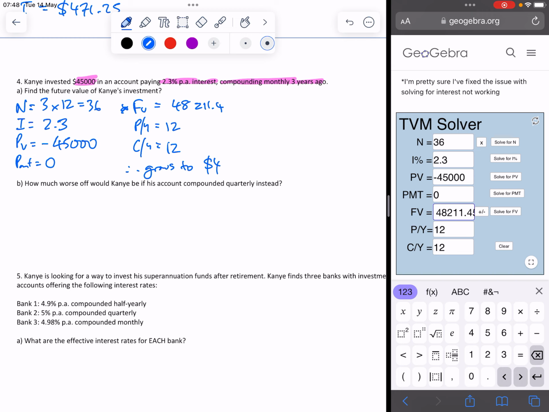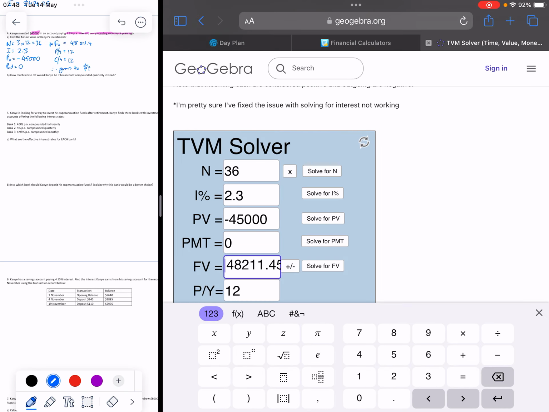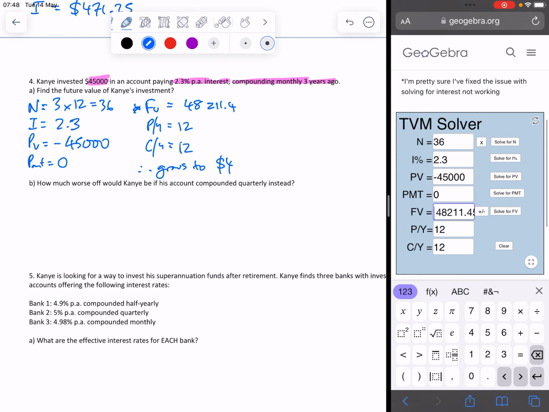It's a bit longer than that, actually. 48,211.45 is the actual answer. 48,211.45 rounded to 2 decimal points.